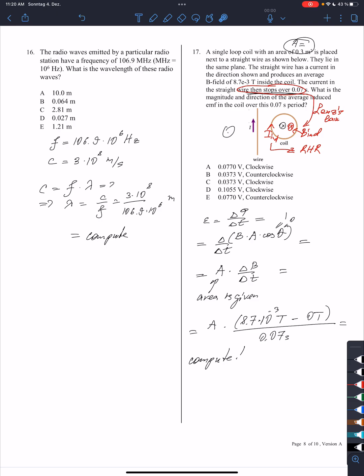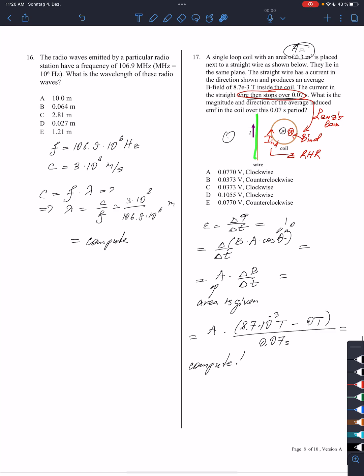Yeah, so 17. We're given a coil over here, and we're given the current. The current in this wire is going to stop over a given period of time, 0.07. If the current stops, then the magnetic field produced by that current is decreasing. Let's remember that fact, it's decreasing in time.